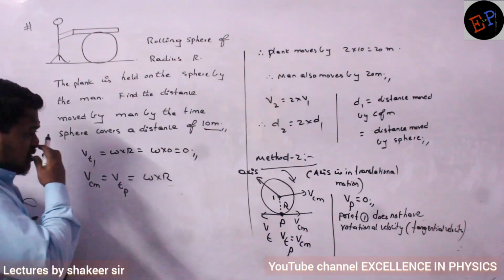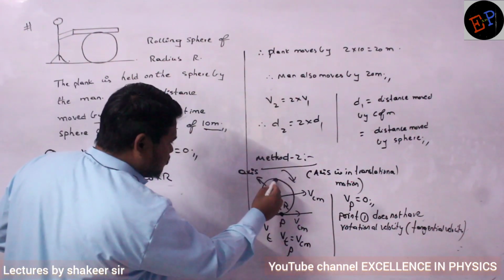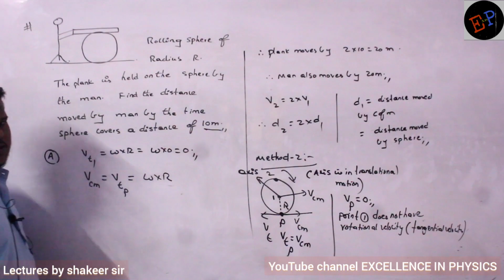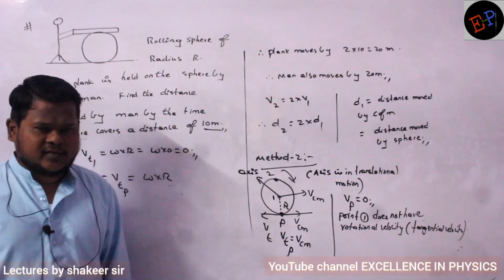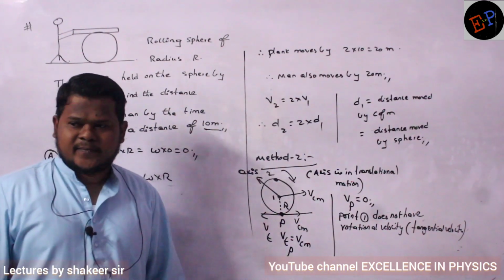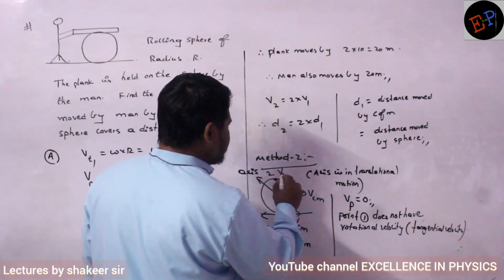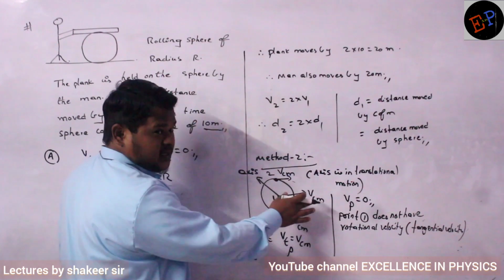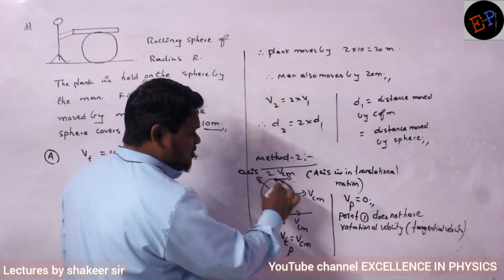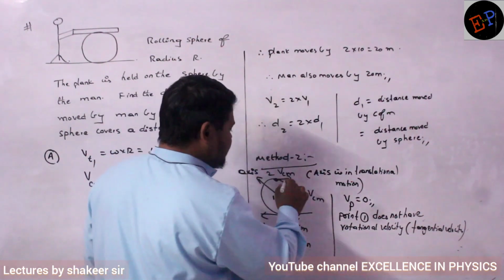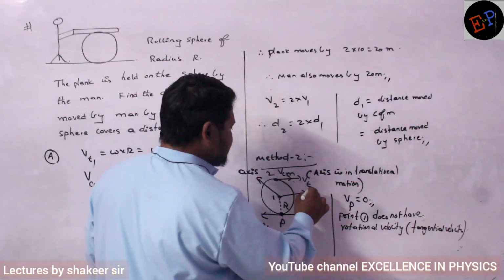Okay. Similarly, let us take point number 2. This is point number 2. Now point number 2 will have how many velocities? 2 velocities. What are they? One velocity is the velocity of center of mass because of translational motion. Similarly, the disk is rotating also, no? So it will have which velocity? Tangential velocity at point number 2.